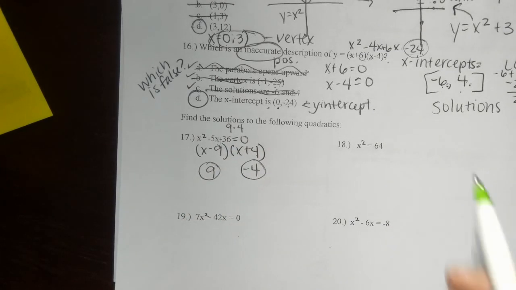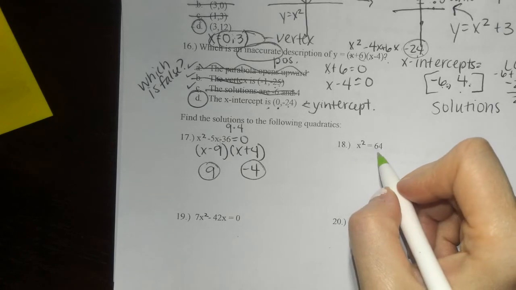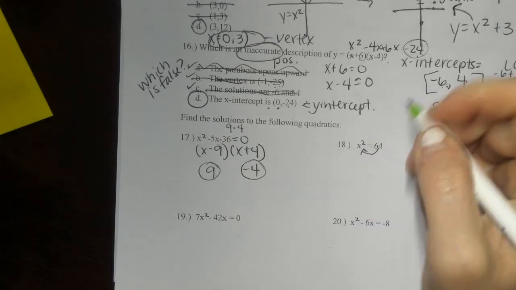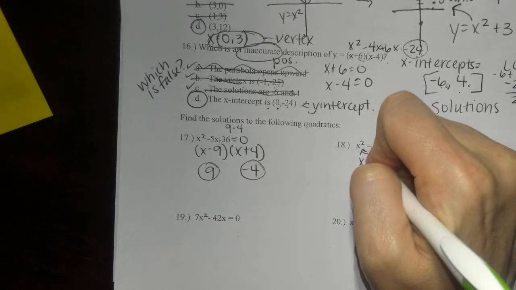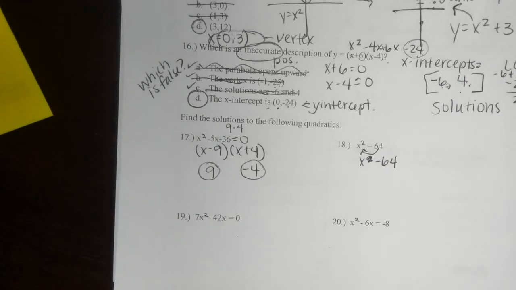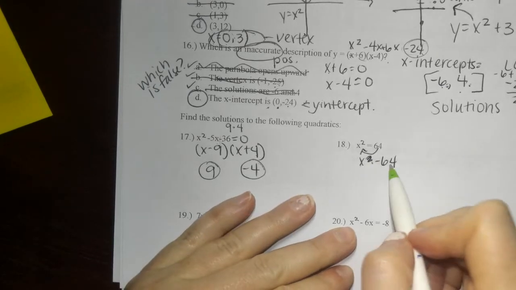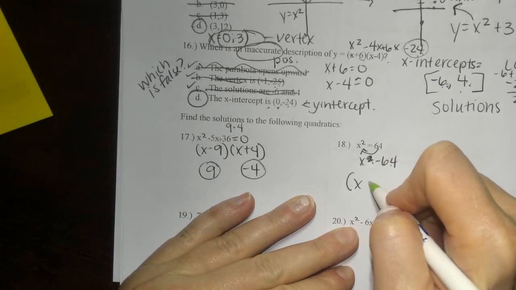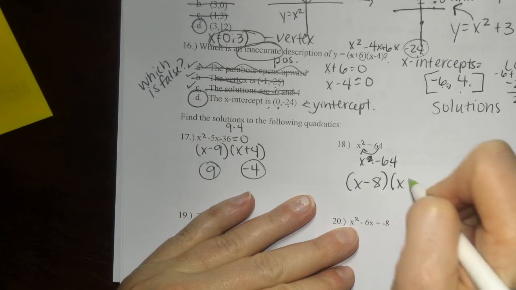Okay, x squared equals 64. Well, we need to get this 64 over here, so when we move it over, it becomes x squared minus 64. And looky here, we have difference of squares. Yay, difference, and these are both squares. So x minus 8 and x plus 8.